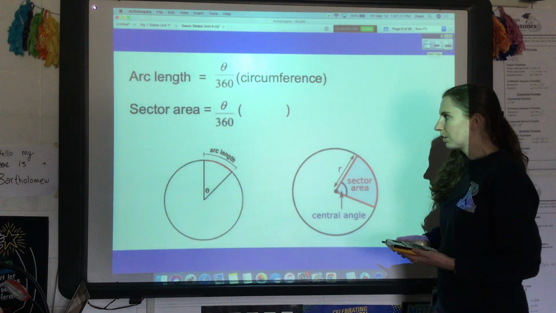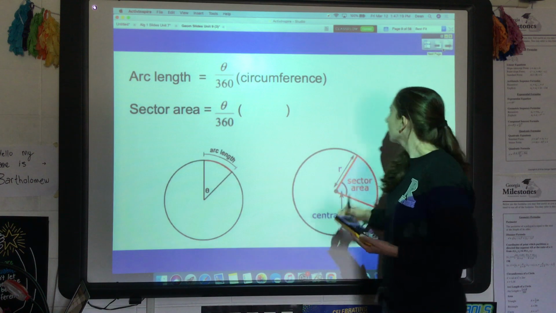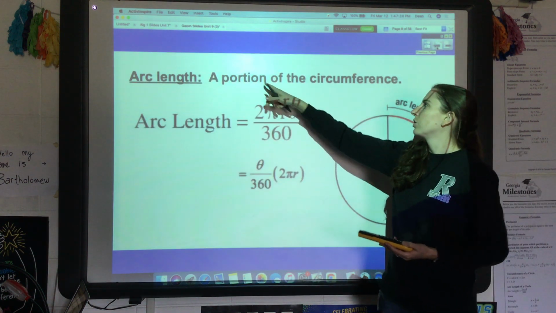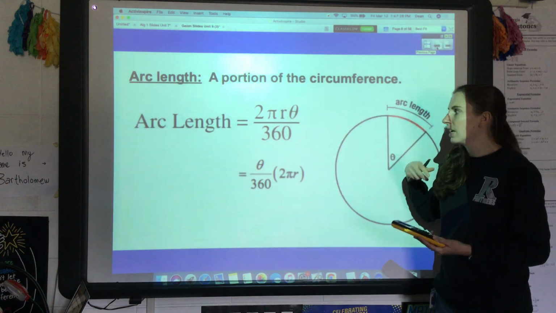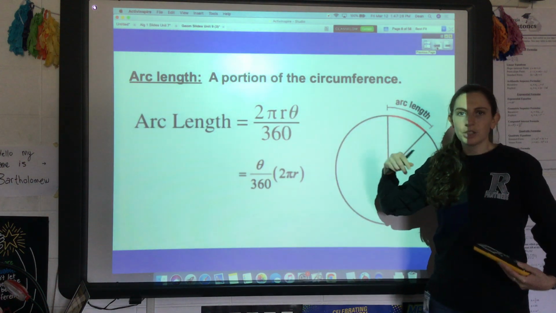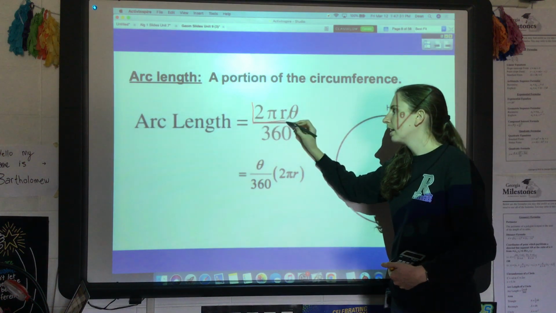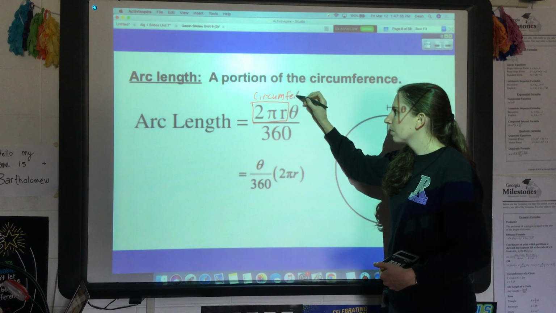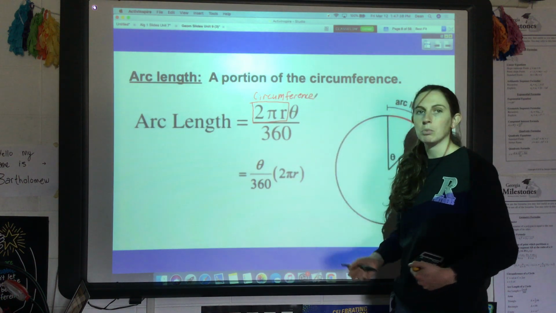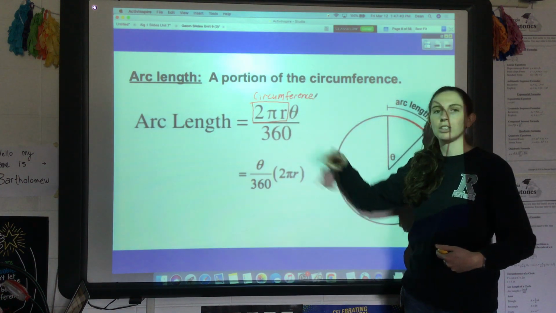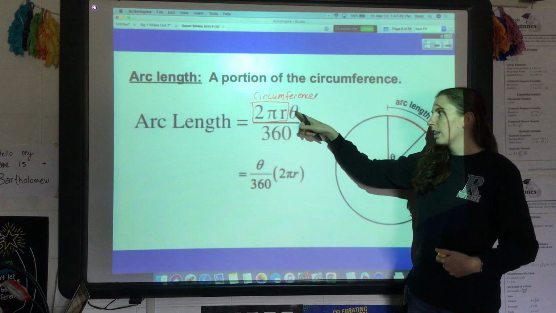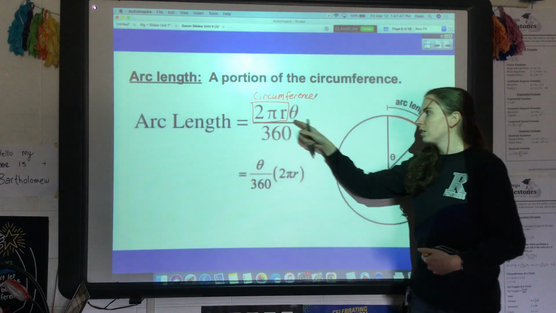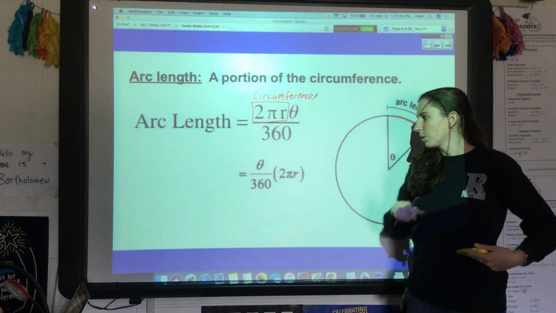So there's a formula for this. To find arc length, which is just a portion of the circumference, here's the formula, and it's what we just did. 2 pi r is the circumference. And then you just multiply it by whatever percentage of the circle you want, which is theta, your angle measurement or your arc measure, divided by 360 because there's 360 total degrees.